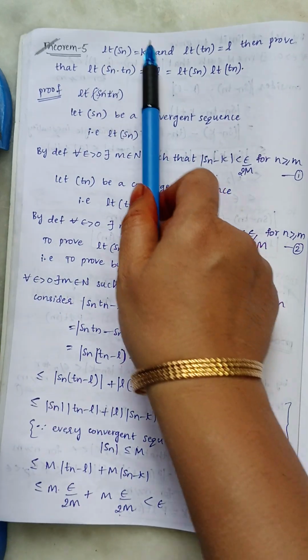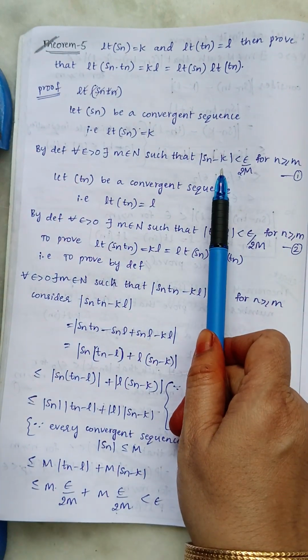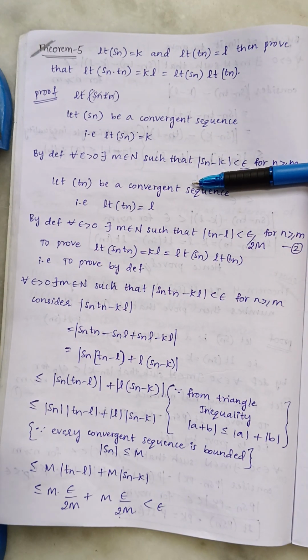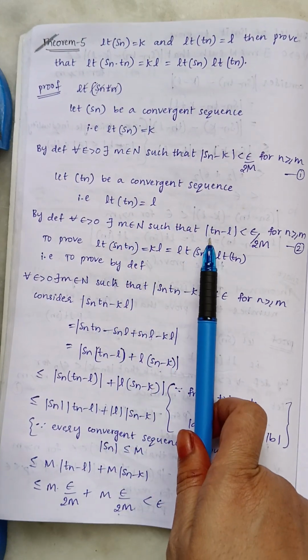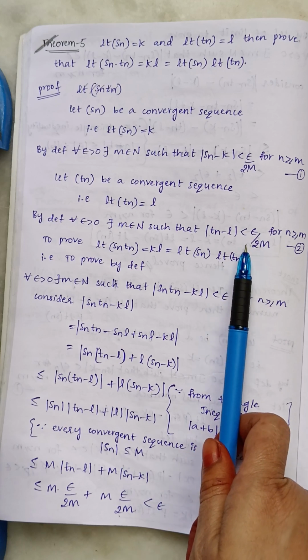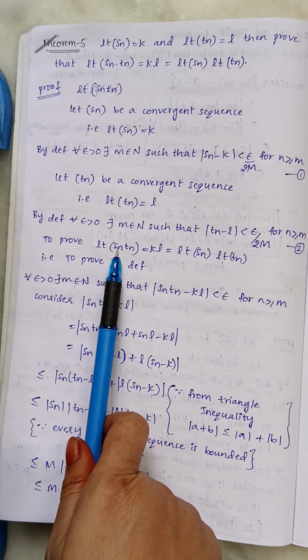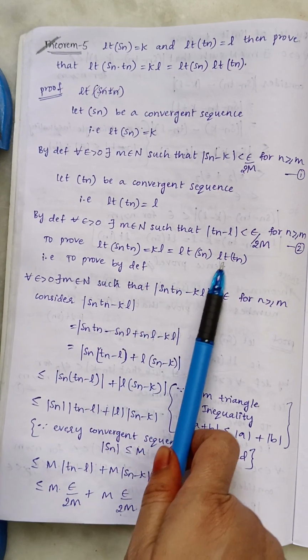To prove this, obviously we are writing the definitions. Limit of Sn equal to k means modulus of Sn minus k is less than epsilon. By what we are writing, let us discuss later. And limit of Tn is equal to L means, according to the definition, modulus of Tn minus L is less than epsilon. For our convenience we are taking here 2 by m. Let us see later. Now to prove limit of Sn into Tn equal to k into L, which is equal to limit of Sn into limit of Tn.